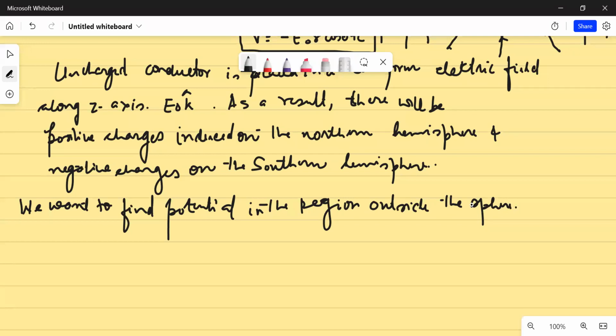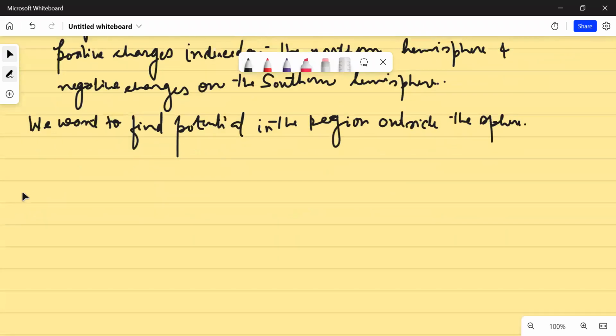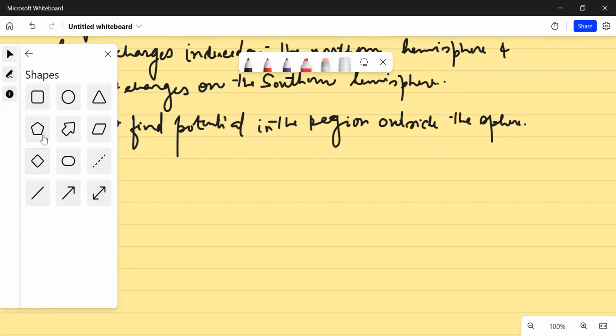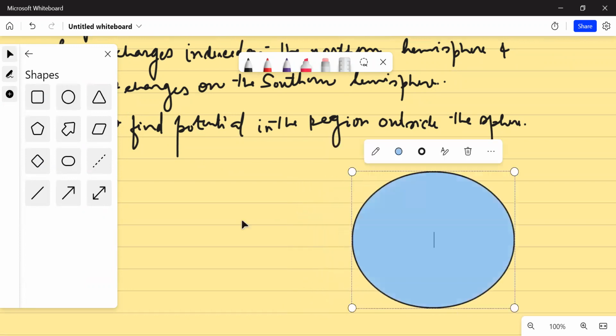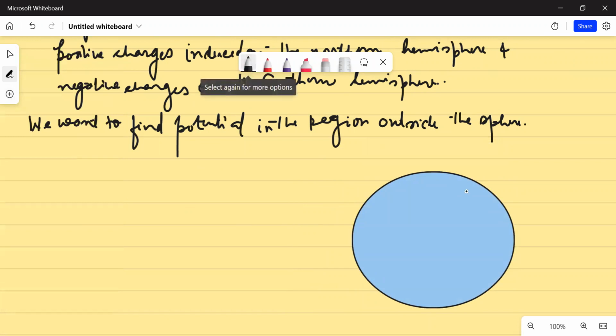Okay, so how to go about it? In order to think about this particular problem, let us first understand a few properties of conducting surfaces. One property is that our conducting surface is an equipotential. First thing is that our conducting surface is an equipotential. So you should understand that our conducting surface is an equipotential surface.